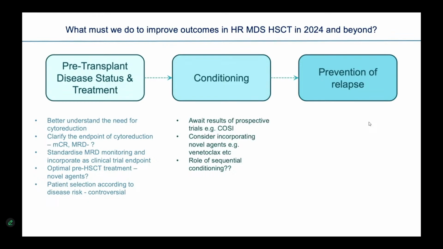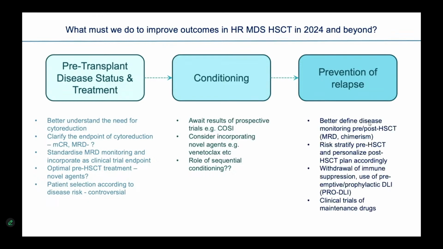And there's still a question mark over the role of sequential conditioning, but perhaps identifying the right situation to deliver that in. And finally, prevention of relapse. We need to better define disease monitoring pre and post-transplant. So rather than surrogates such as chimerism, we need personalized, specific disease monitoring that can give enough warning of relapse for time to intervene.